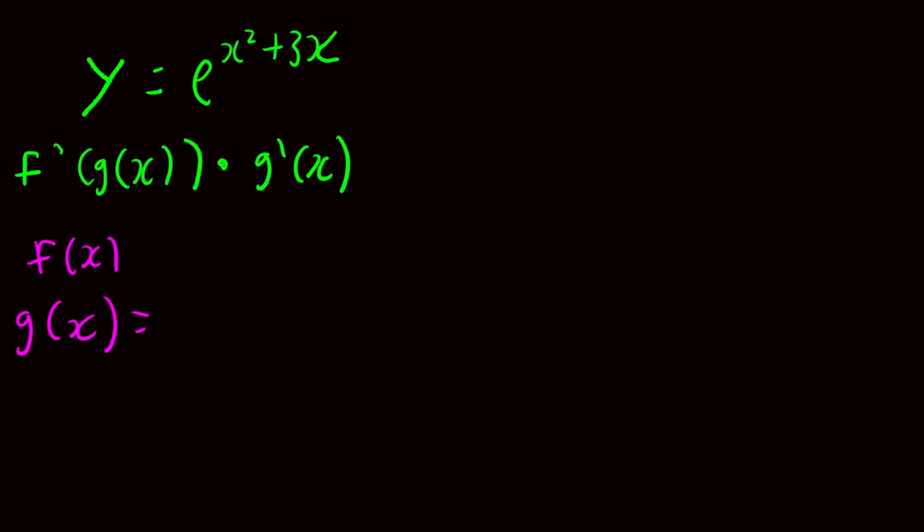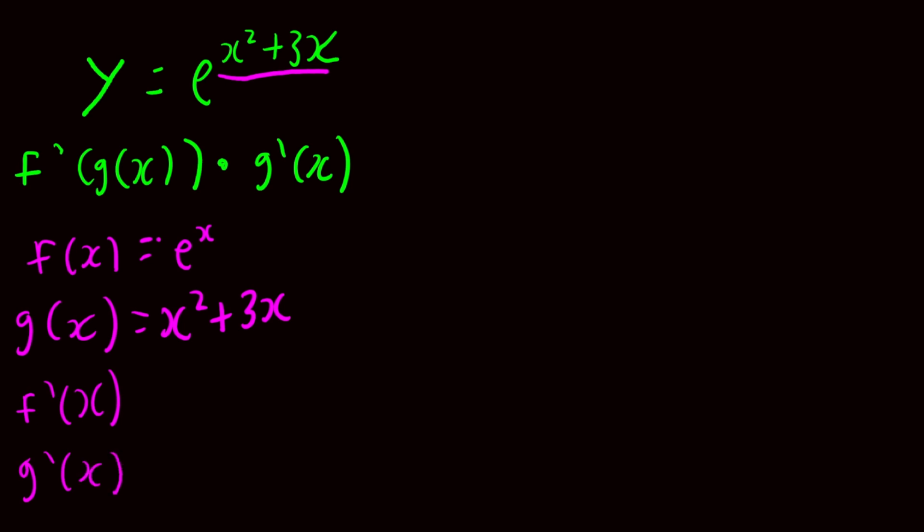Well, g of x is our inner function, which would be this right here, x squared plus 3x, which makes our outer function e to the x. Now, we'd find our derivatives, f prime of x and g prime of x. f prime of x, well, the derivative of e to the x is just e to the x, and the derivative of x squared plus 3x using power rule is 2x plus 3.